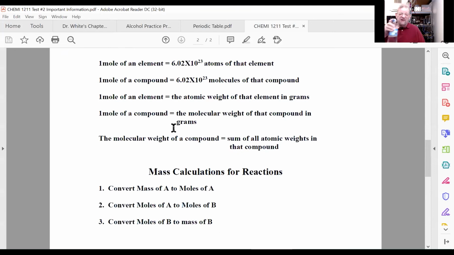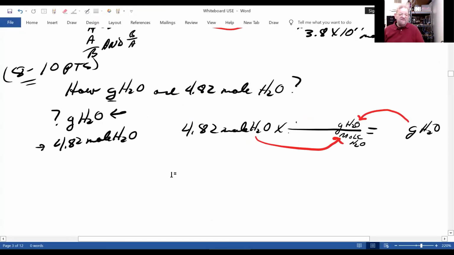And 1 mole of an element equals the atomic weight of the element in grams. And more importantly, since we're dealing with water, which is a compound, 1 mole of a compound equals the molecular weight of a compound in grams. And the molecular weight, MW, of a compound is the sum of all atomic weights of that compound. So now we have to go back here and find out what's the molecular weight, because 1 mole, and in here we put the molecular weight of water.